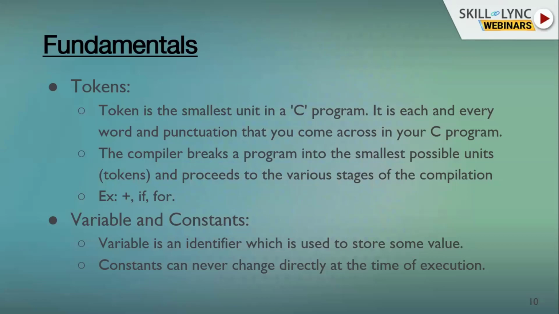Now we talk about what is a variable and constants. A variable is an identifier which is used to store some values. Suppose you want to store an integer value, you will create a variable like int a = 10. So a is an integer variable over here, and it holds the value in a particular memory location when you run it.